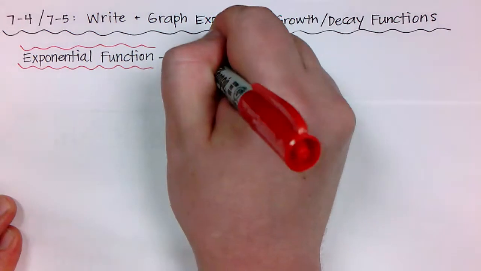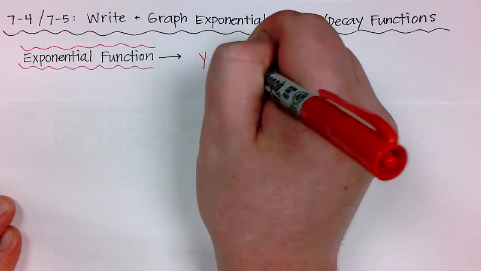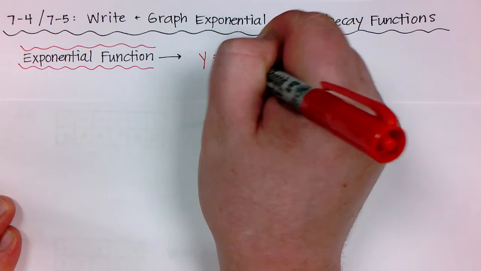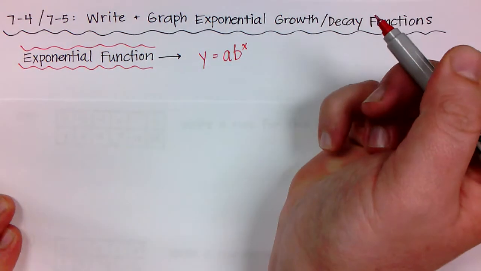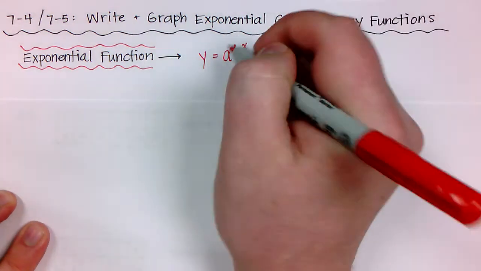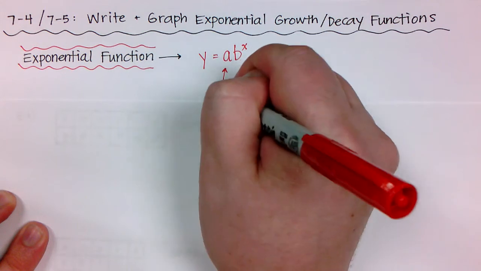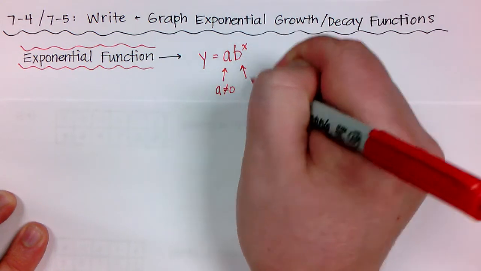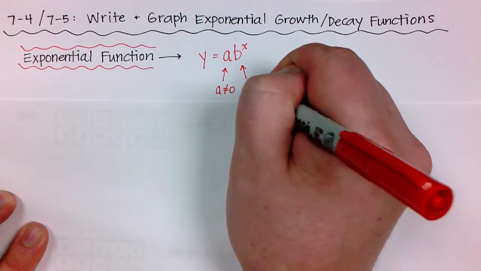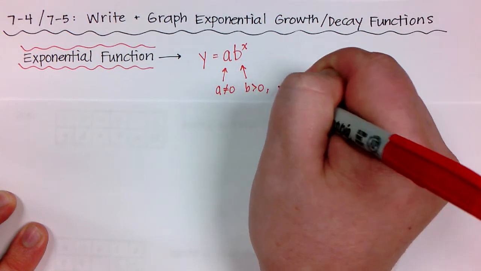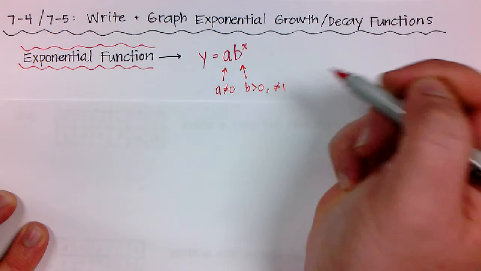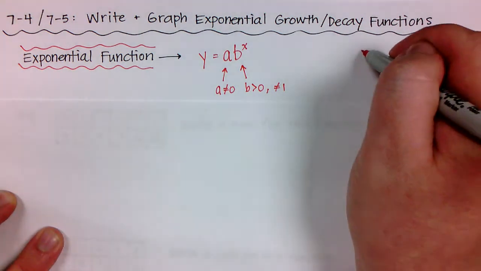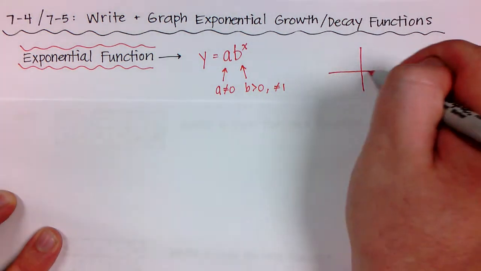If it's written, it's going to look like y is equal to some number a times some other number b to the x power. In this case, a cannot be 0. Also, b must be greater than 0, but it cannot be equal to 1. And so many times, I'm just going to draw a little sketch right here.